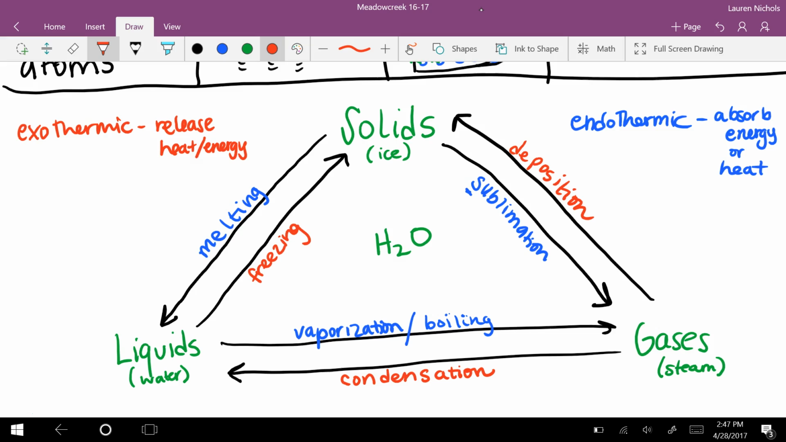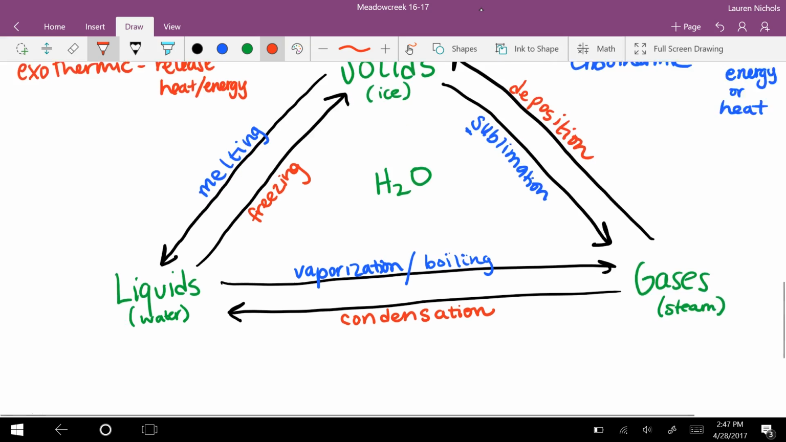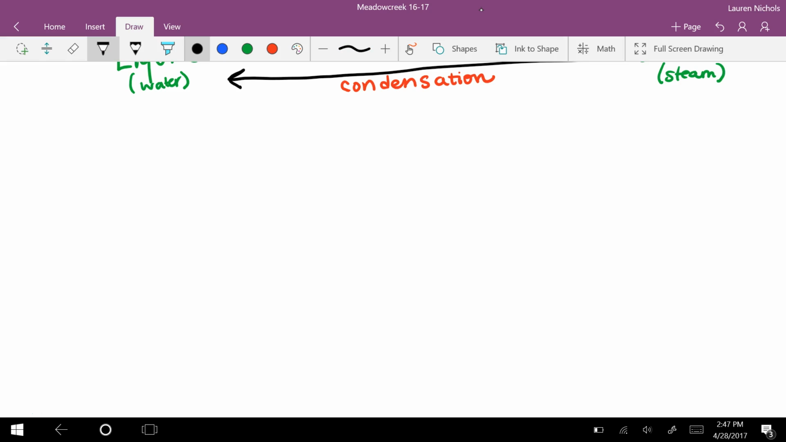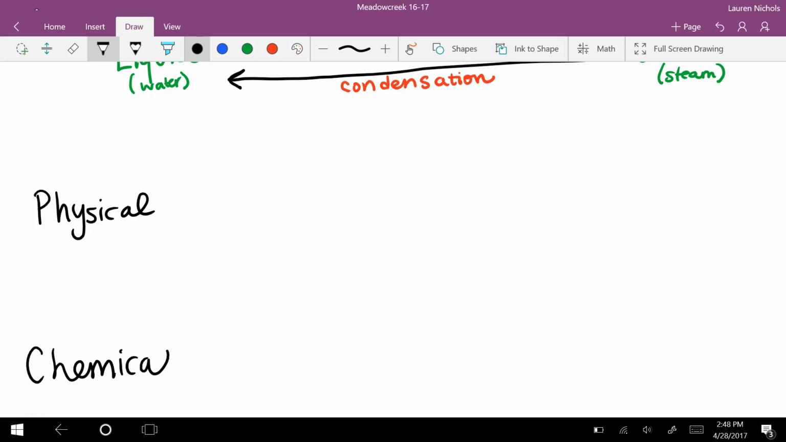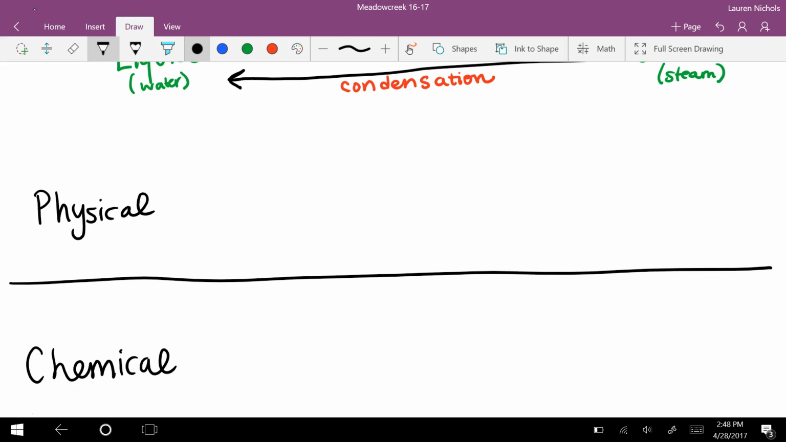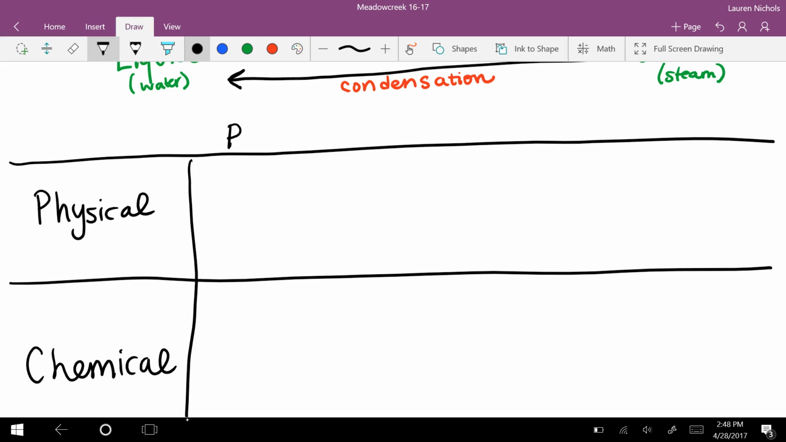All right, so the next part of Unit 1 that we talked about, we're going to have a chart again. Hope you're all right with that. We talked about the difference between physical and chemical. Now with physical and chemical things, we have physical and chemical properties, and we also have physical and chemical changes.